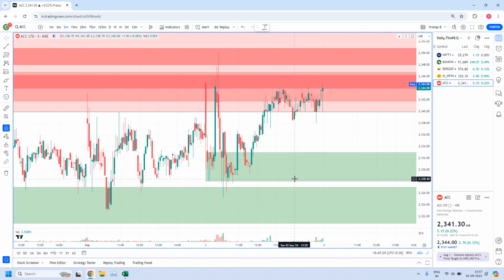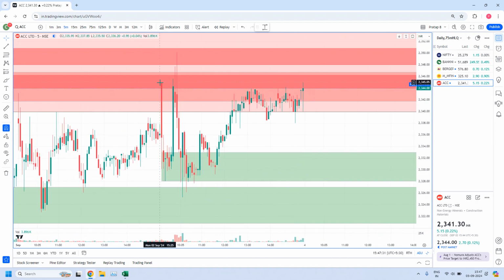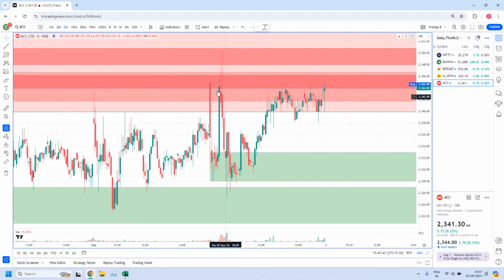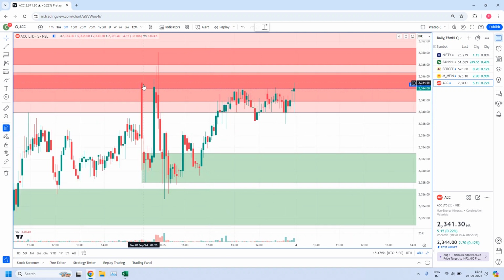And in today's morning session, the price started from the zone. This is today's morning 9:15 candle, and the price opened from the zone. If anybody had kept orders in this zone, your order would have been executed. I was observing the market in the 9:15 candle, and the price stayed in this zone for around 3 to 4 seconds. After that, it sharply came down.